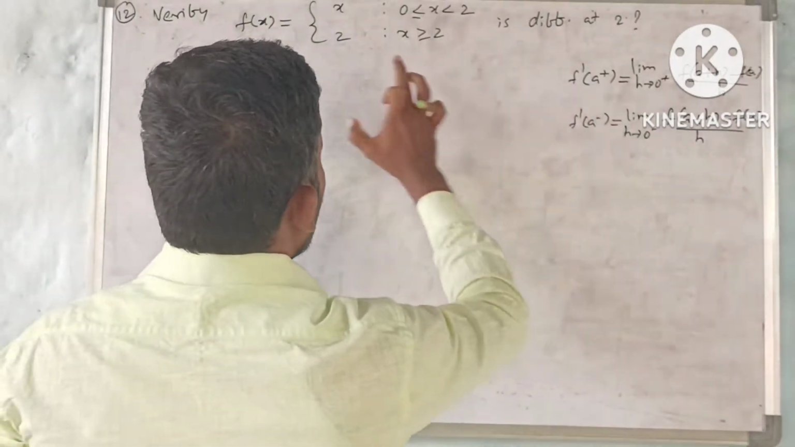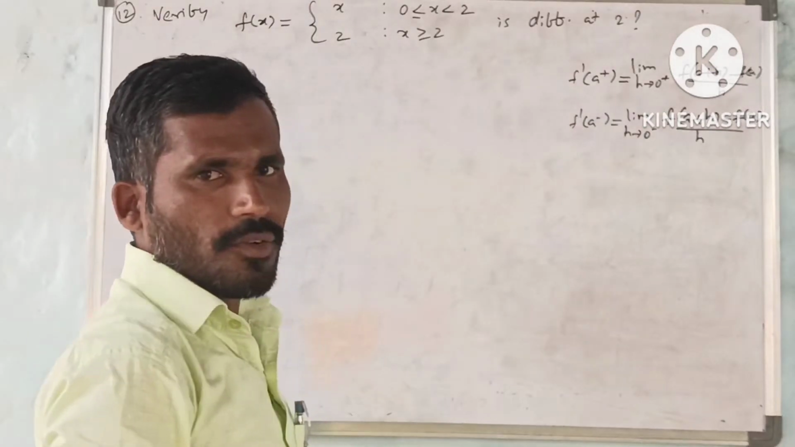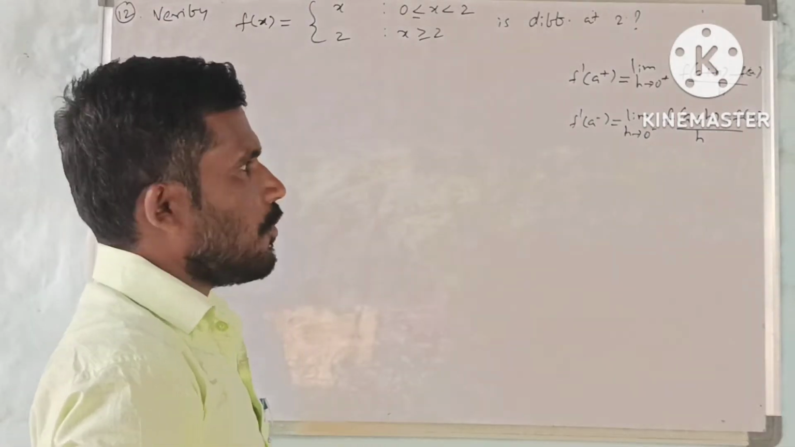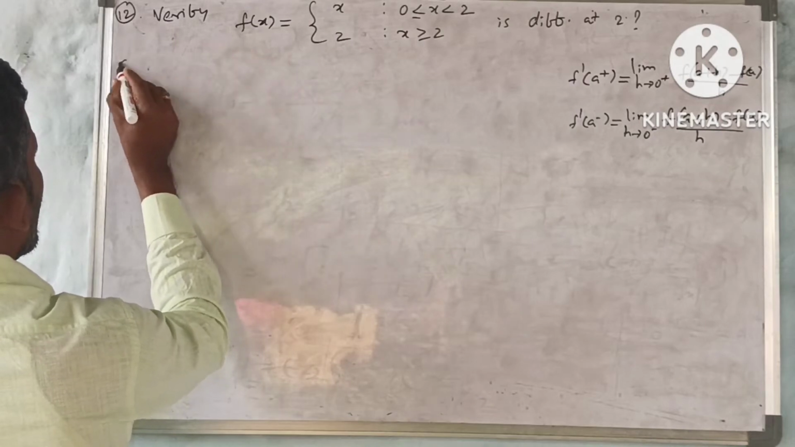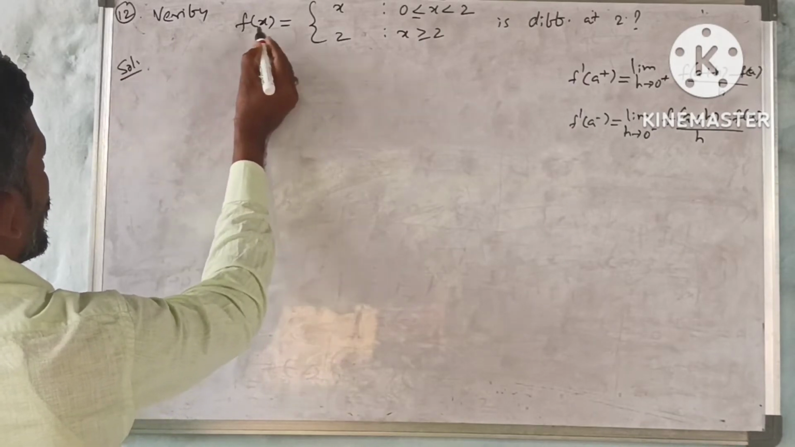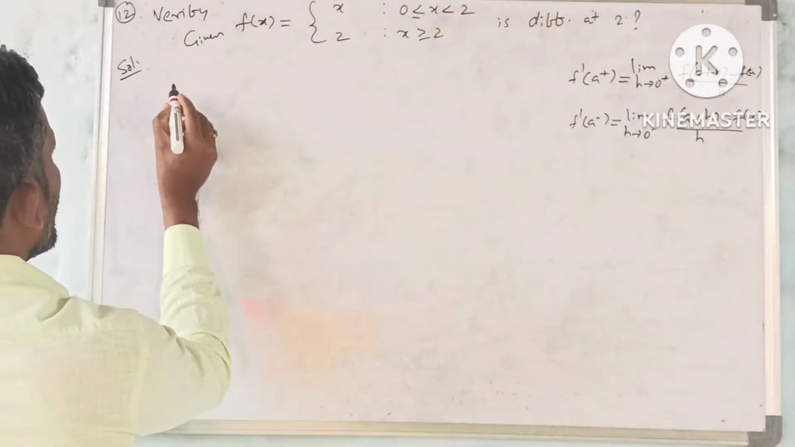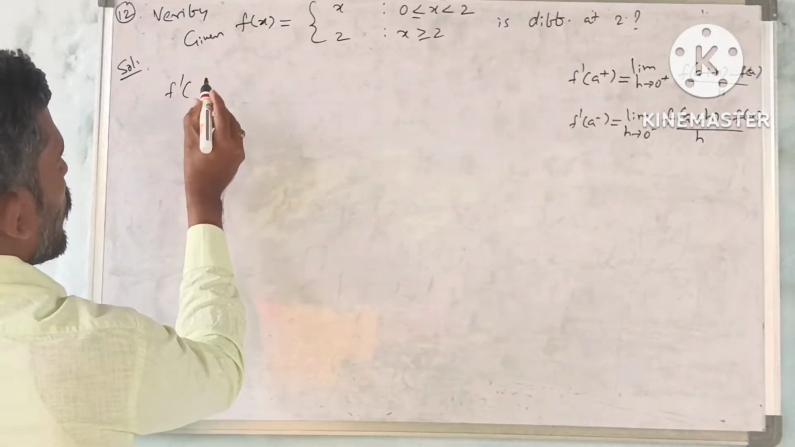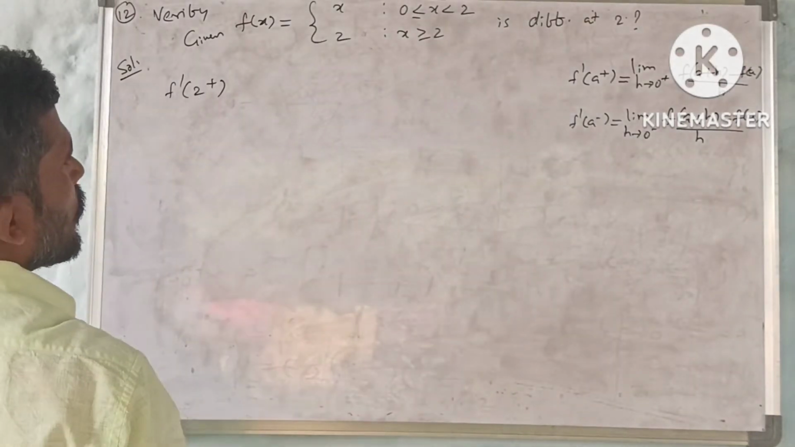So for that we have to find the left and right differentiability, that is both limits you have to find out. So for that I am taking the given function, and after that you want the derivative at right limit at 2.